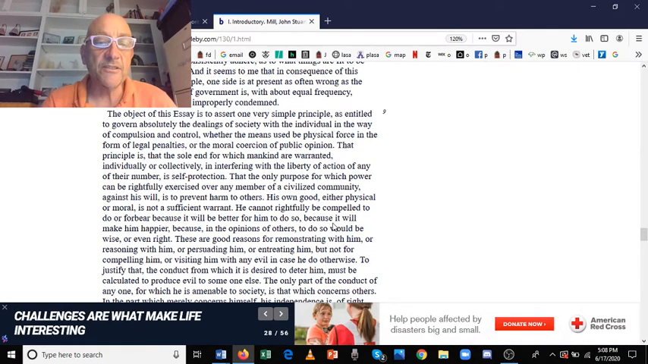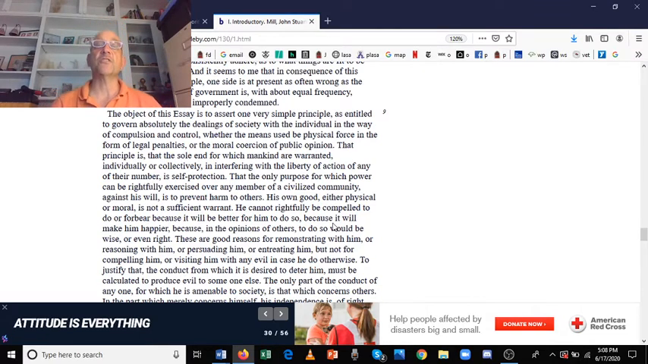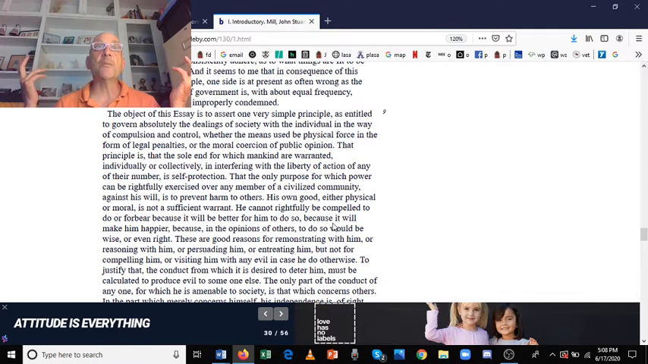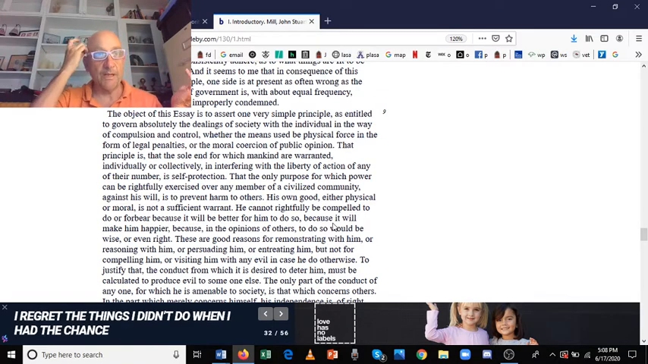The principle is, and you should underline practically this whole section, the sole end for which mankind, humans, women too, are warranted to interfere with somebody else is self-protection. So if you're really trying to protect yourself and someone says, I should be free to do what I want, but what they're doing is harming and killing you, then by all means. This is where maybe you might think the right to self-defense comes in.